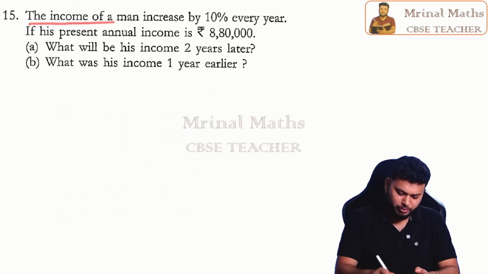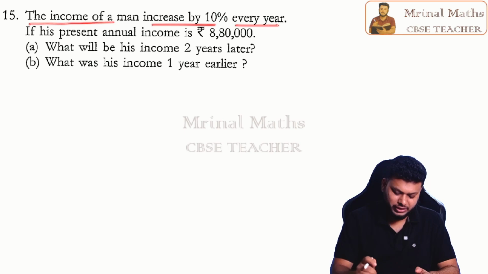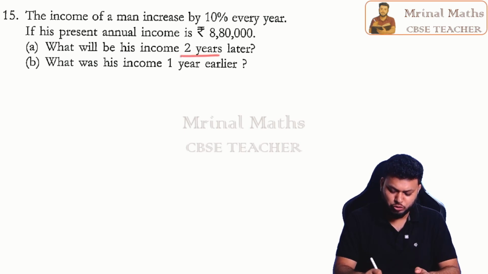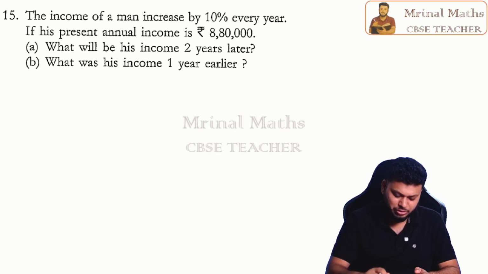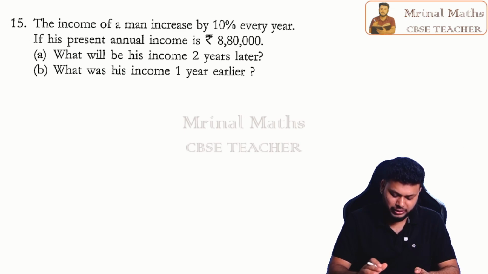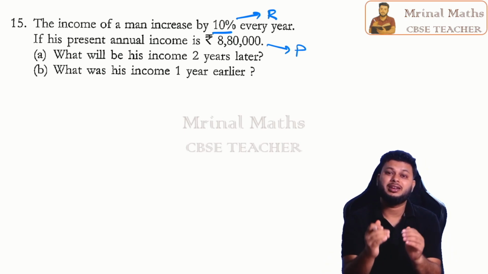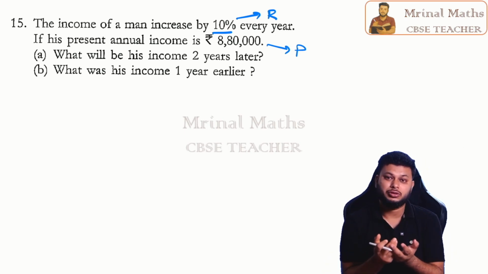The income of a man increased by 10% every year. If his present annual income is 8,80,000, what will be his income 2 years later? So again, by using the concept of compound interest, we can easily solve the given problem. So here I can consider R to be 10%. So they have given present income. So present income will become P, and after 2 years there will be a new income, that is my amount.